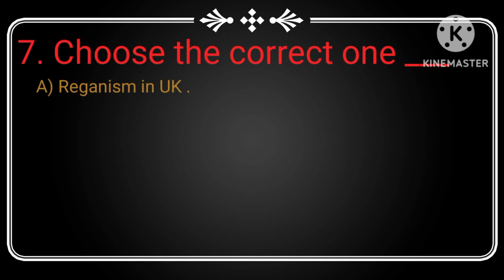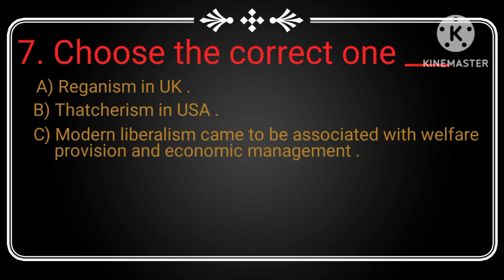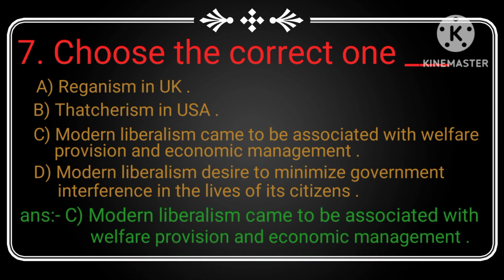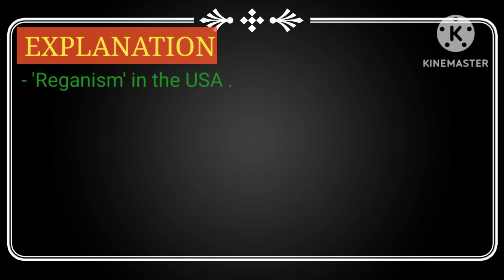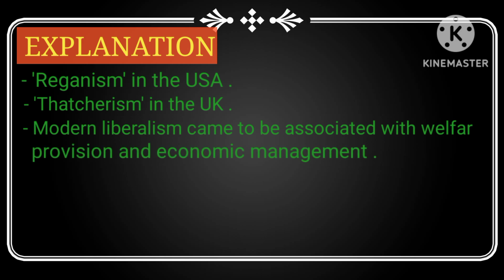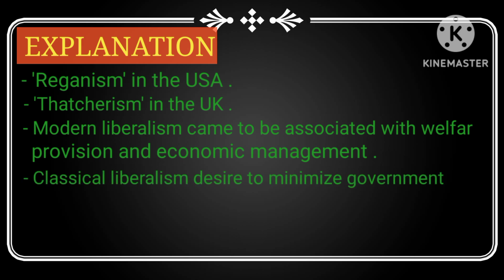Choose the correct one. Options are: A, Reaganism in UK; B, Thatcherism in USA; C, modern liberalism came to be associated with welfare provisions and economic management; D, modern liberalism desired to minimize government interference in the lives of its citizens. The correct answer of this question is option C, modern liberalism came to be associated with welfare provision and economic management. As we all know, Reaganism was in the USA and Thatcherism in the UK, and modern liberalism came to be associated with welfare provisions, while classical liberalism desired to minimize government interference in the life of its citizens.